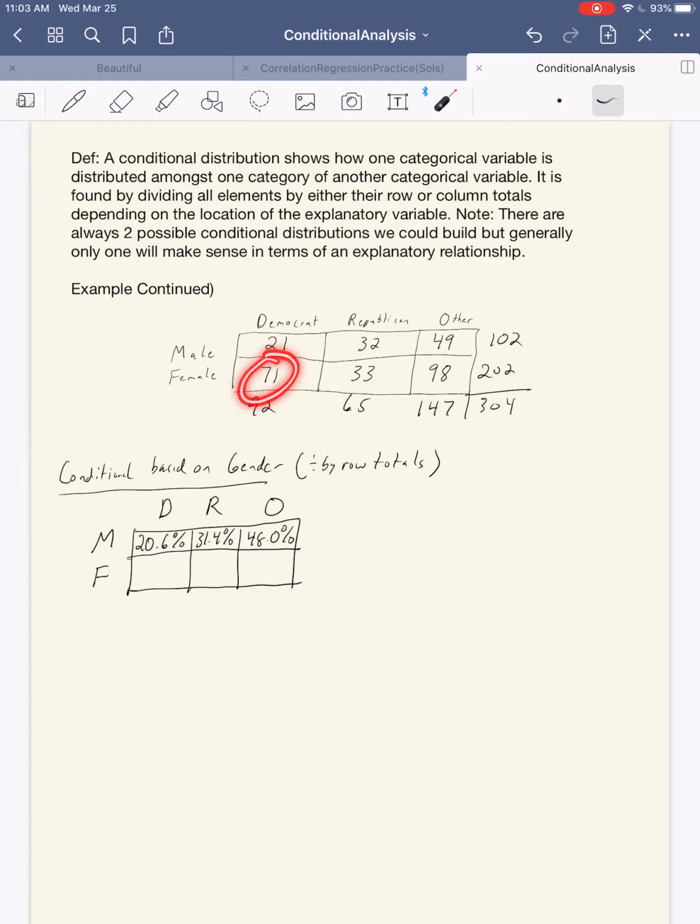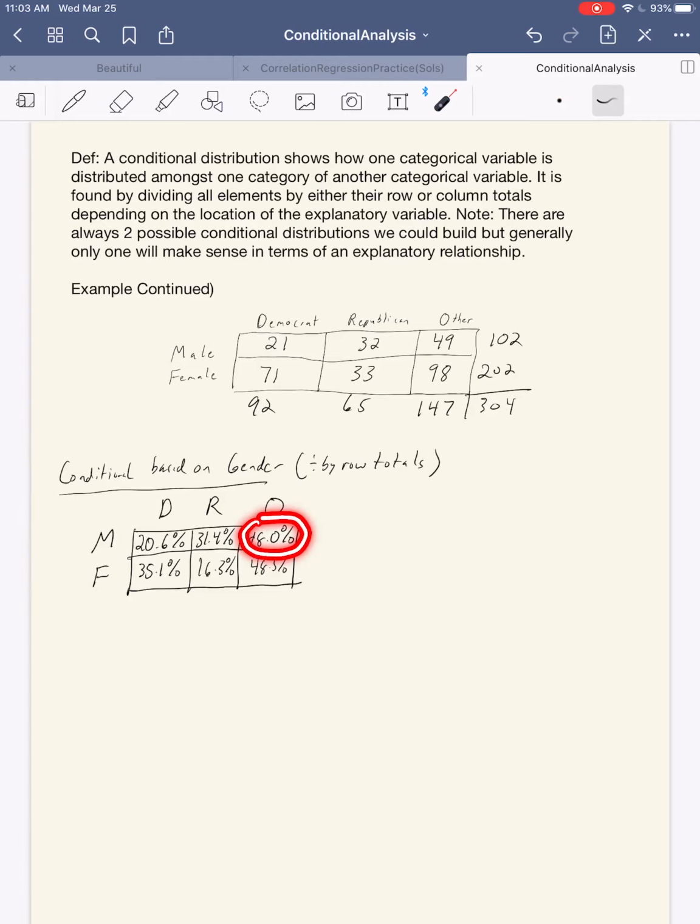So we're going to be taking 71 and dividing by 202. So 71 divided by 202 looks like we should get 35.1%. Then 33 divided by 202, we should get 16.3%. And then 98 divided by 202, looks like we should get 48.5%. Okay, let's quickly pull out a couple of these values and just talk about what they mean here.